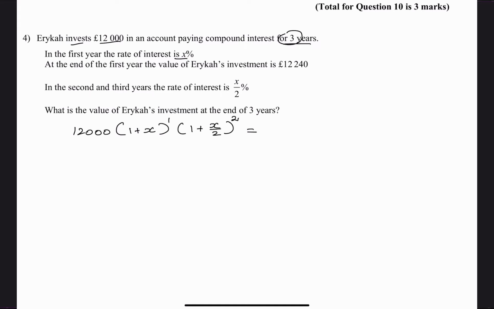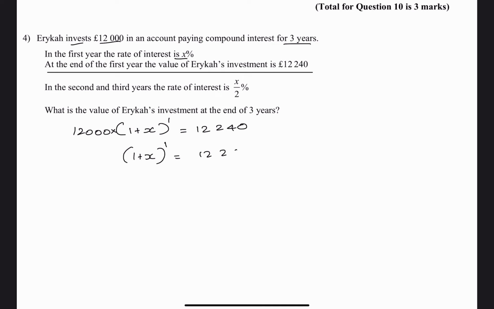we cannot do that. They already give me the answer for the first year anyway. What's the answer for the first year? 12,240. So we can find the x now. So how to find the x? What's the opposite? It's multiplying here, so divide: 1 plus x to the power 1 is 12,240 divided by 12,000. Now I do not need to do anything here because it's to the power 1, we don't have to do anything. It's just the same. So it's basically 1 plus x anyway.